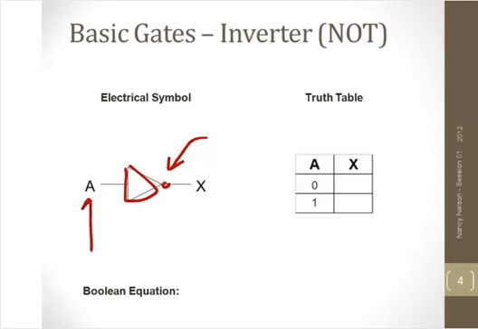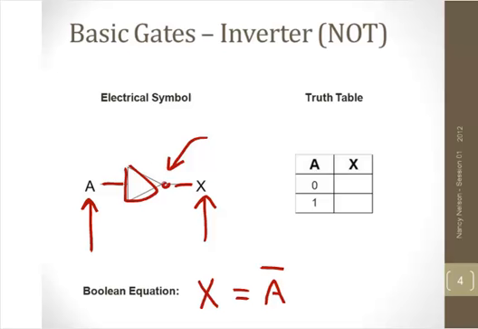An inverter has only one input, in this case labeled A, which feeds into the inverter, and then we have one output, in this case called X. Our Boolean equation for this always shows the output on the left-hand side. Here we're going to have X equals A, which is our input, and an overbar, which means inverted. So here we would say X is equal to A not.